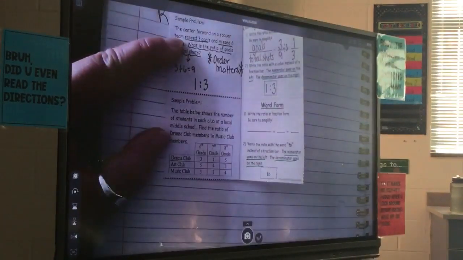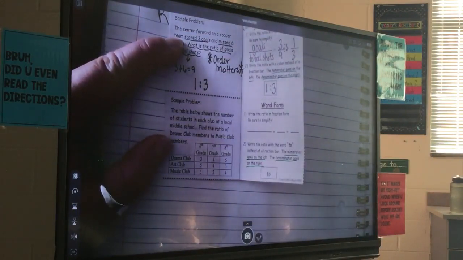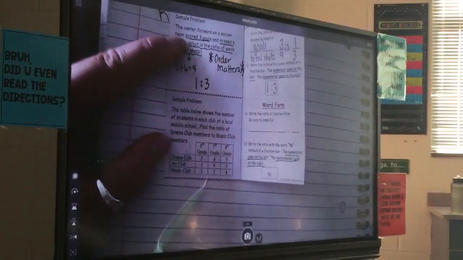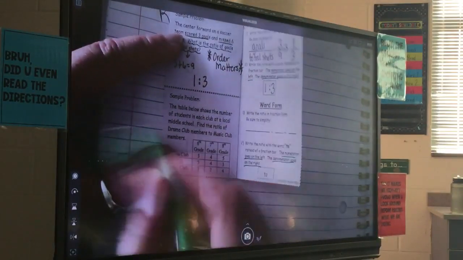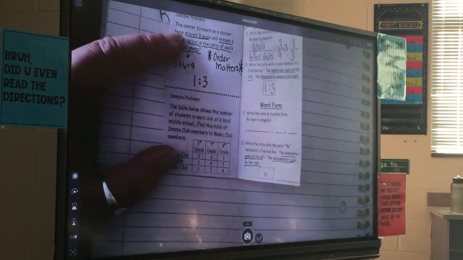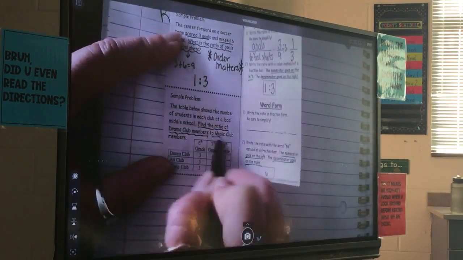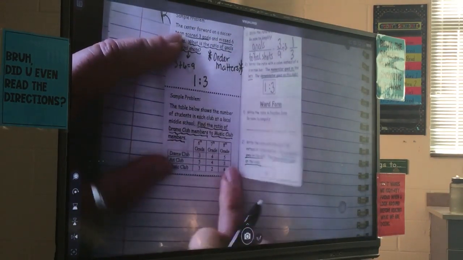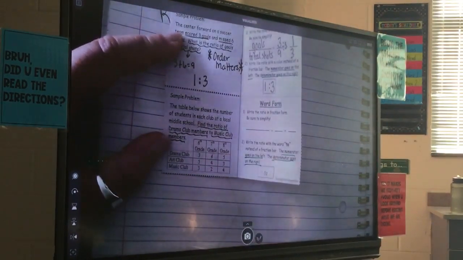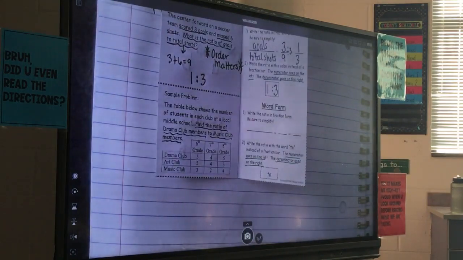All right, so our problem over here says the table shows the number of students in each club at a local middle school. Find the ratio of drama club members to music club members. So we're looking for the ratio of drama club members to music club members. So does that mean that we're looking for a specific grade, or are we looking at all grades? All grades.